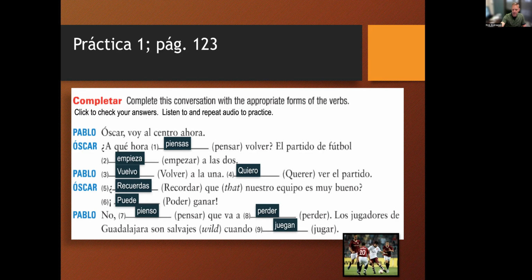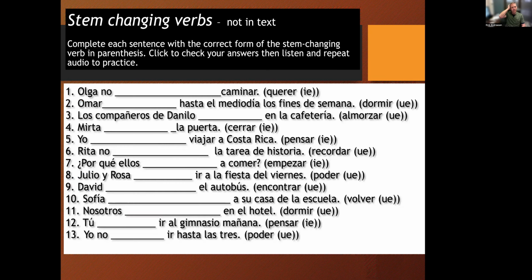Okay, as always, if you didn't get it, pause and look back over it. If you have any specific questions, obviously come talk to me during office hours today. Well, I say today because I'm recording this on a Tuesday. Okay, here's some more stem changing, an exercise, and I have the verb there with what the stem changes to in parentheses next to it. So 1 through 13, go ahead and write out the correct verb in these sentences and then come back and we'll take a look at it.